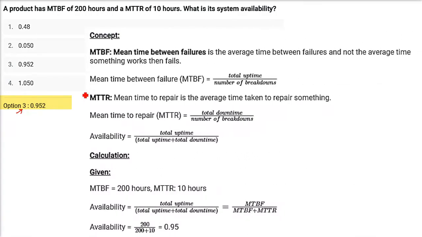A product has an MTBF of 200 hours and an MTTR of 10 hours. What is its system availability? So we have already done a question like this. We just have to compute MTBF by MTBF plus MTTR. It is given in the same unit, so you don't have to change the unit. So 200 by 200 plus 10, this is the answer, 0.95 will come. If percentage has been asked, multiply it by 100.